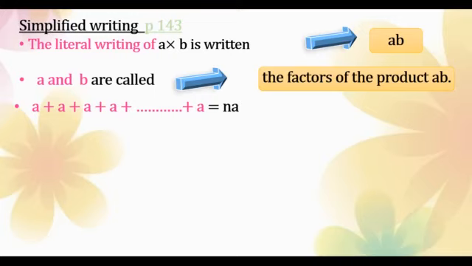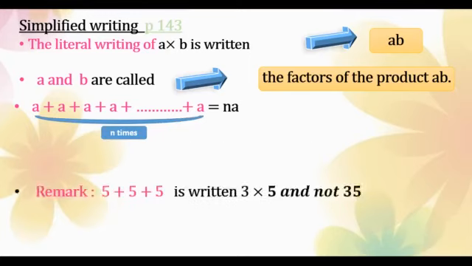So a plus a plus a, and so on, n times, is written na. Instead of writing out all the a's being added to each other, we have n a's. That's why it is called na, n times a, because we are adding a to itself n times.